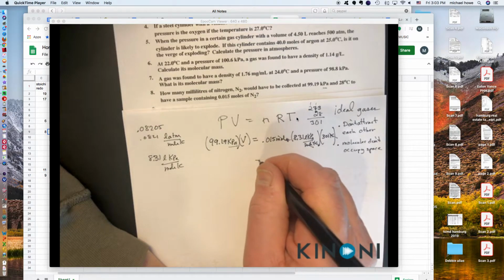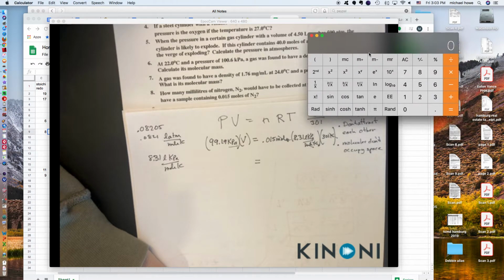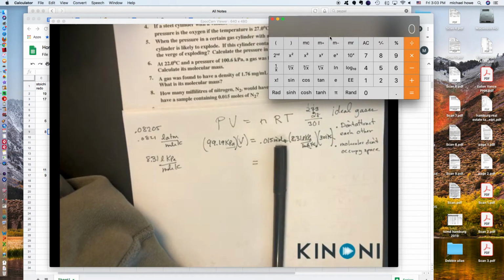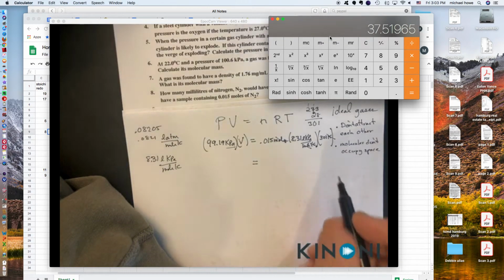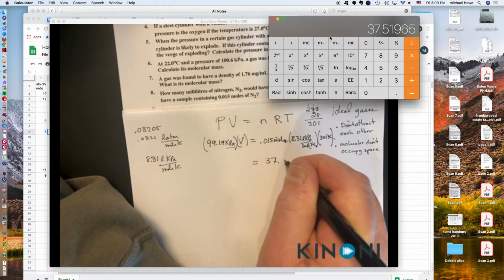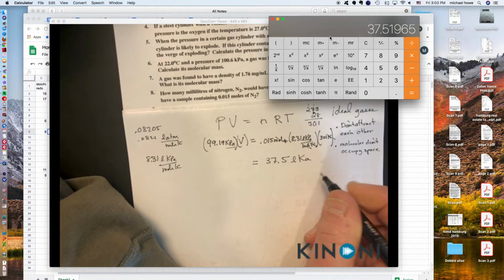So when I work this out, I'm going to go ahead and do that on the side. You won't be able to see, well, yeah, you will be able to see it too. Forgot I'm not doing a video meeting, I'm doing a video recording. So there's a calculator. I'm going to take 0.015, multiply by 8.31, multiply that by 301, and end up with 37.5. I just call it 37.5. The units would be liter kilopascals.